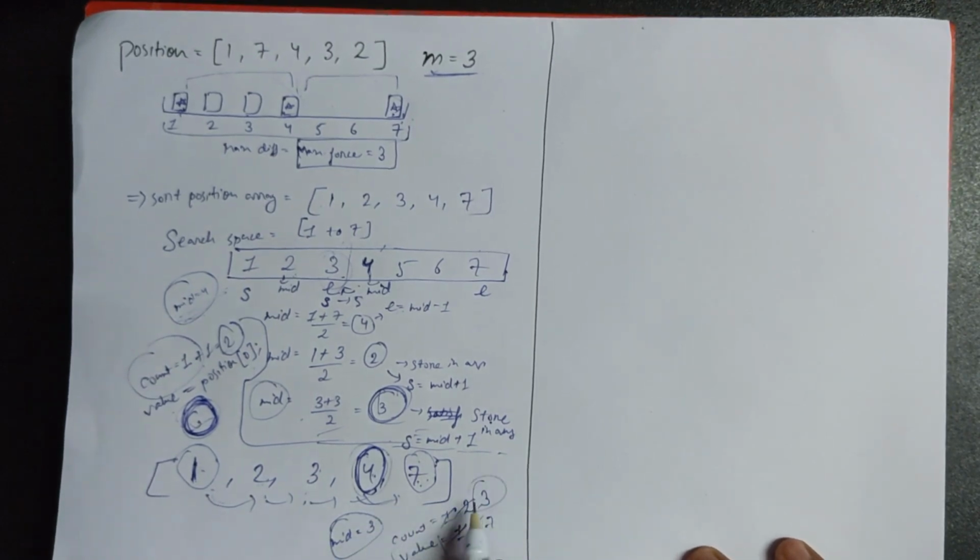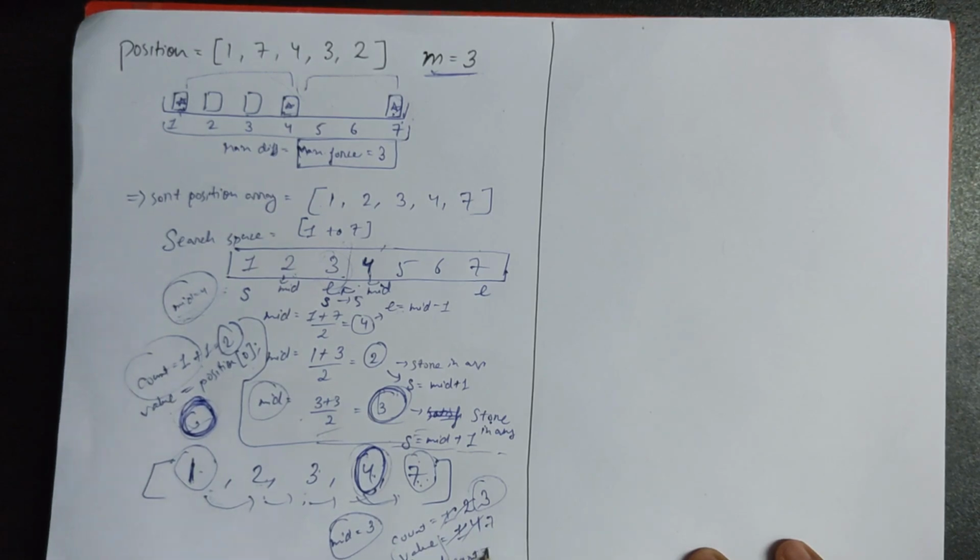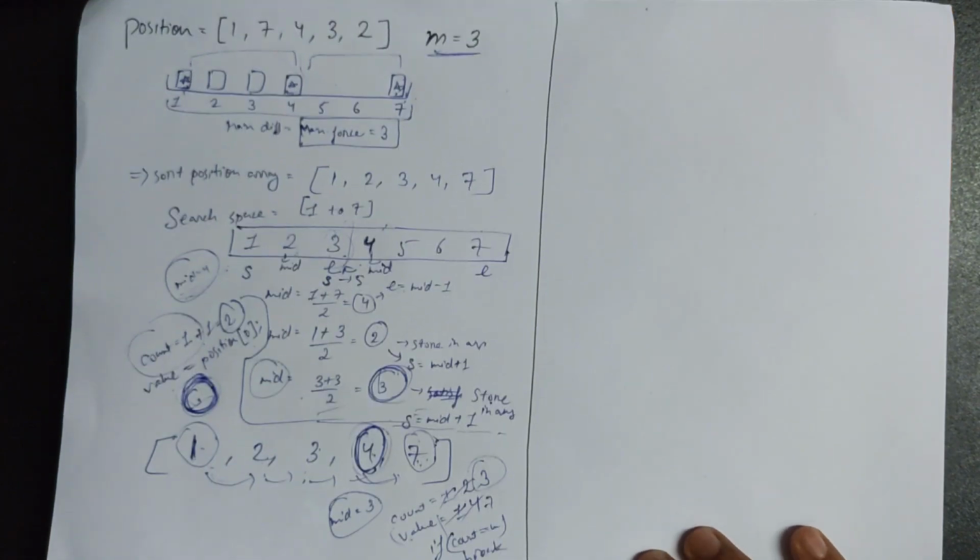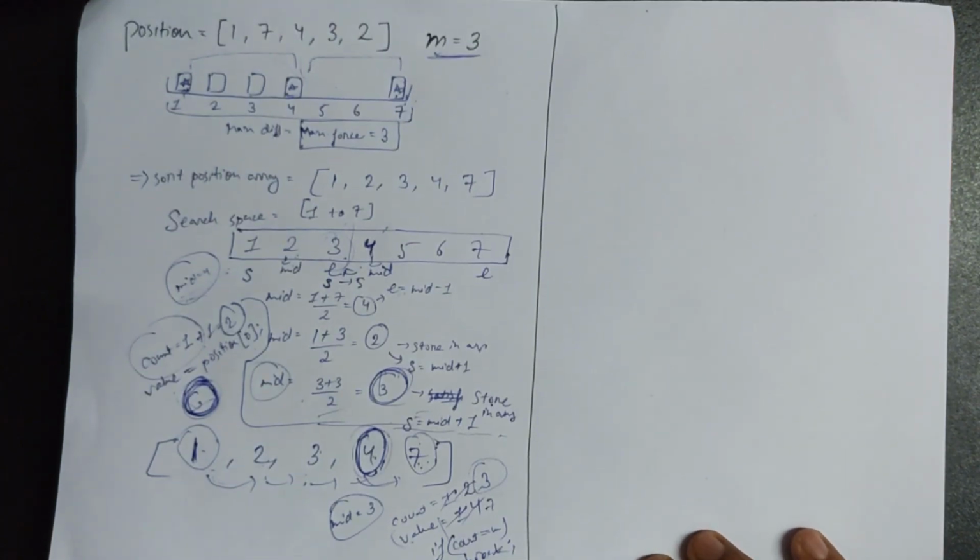As the loop terminates here and count equals to 3, at any point if we found count equals to 3, we will just simply break the loop, as we got our desired solution. So if count equals to m at any point, we will break the loop simply. So this will be our whole approach. Let's code for the same.